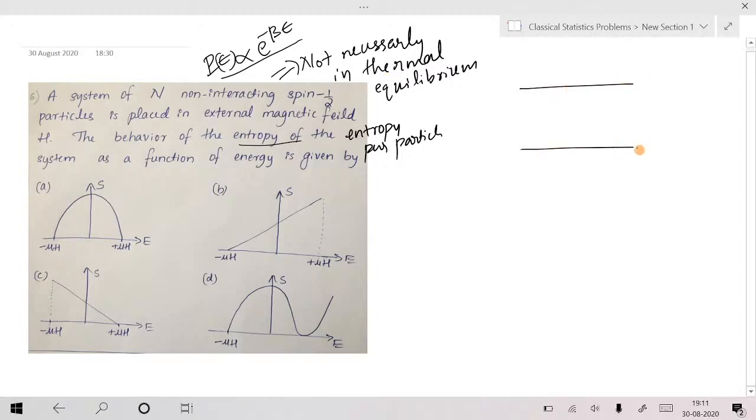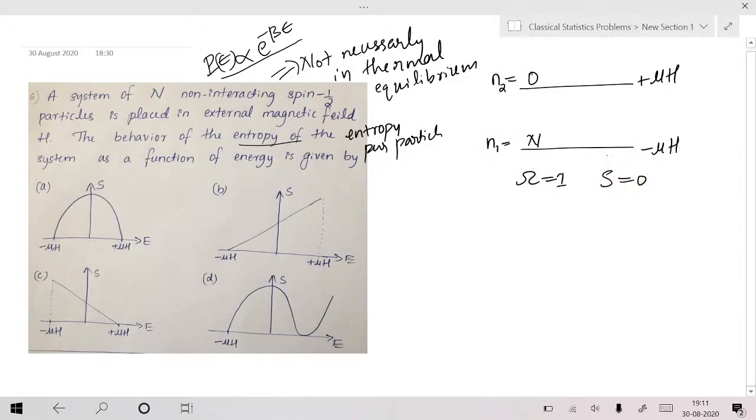In this situation, you have n non-interacting particles with lower energy minus mu h and upper energy plus mu h. Now, what is the minimum value of the entropy? The minimum is when all particles are here and zero particles are there, that is N1 is equal to n, N2 is equal to 0. When all particles are here, the number of microstates is 1, so the total entropy S is equal to 0.